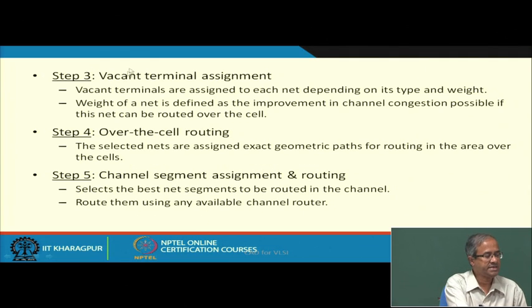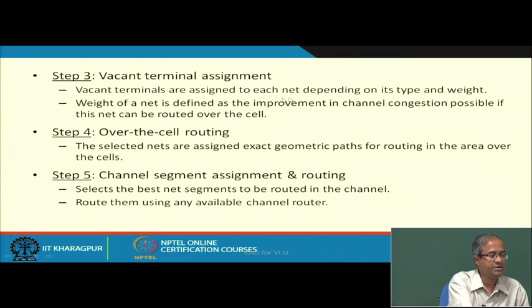Step 3 is vacant terminal assignment. Vacant terminals are assigned to each net depending on its type and weight. And how do you define the weight? It can be defined as the improvement in channel congestion that can be achieved if you do over the cell routing for this net. There are many ways to make an estimate of this improvement in congestion.